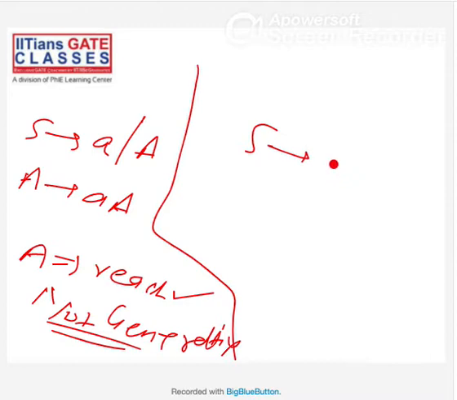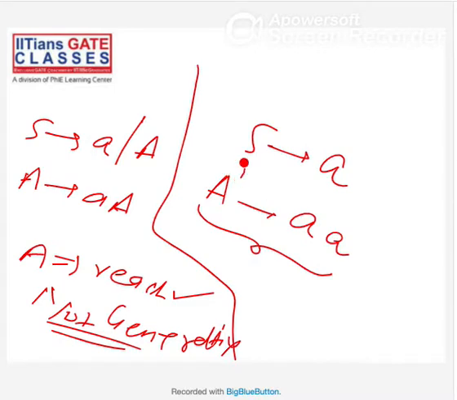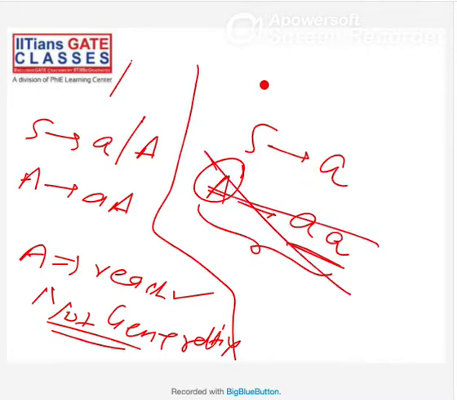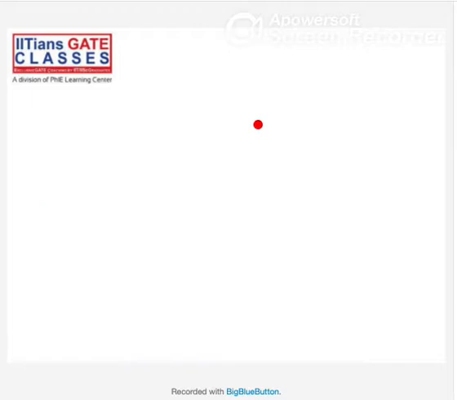And the second type of useless symbol that we have seen is this: S goes to a and A goes to A. Here you can see this A is generating, because it is generating the string aa, but it is not reachable. So because it is not reachable, what is the use of having this? You can remove it. So we have two types of useless symbols, and we will want to remove them.